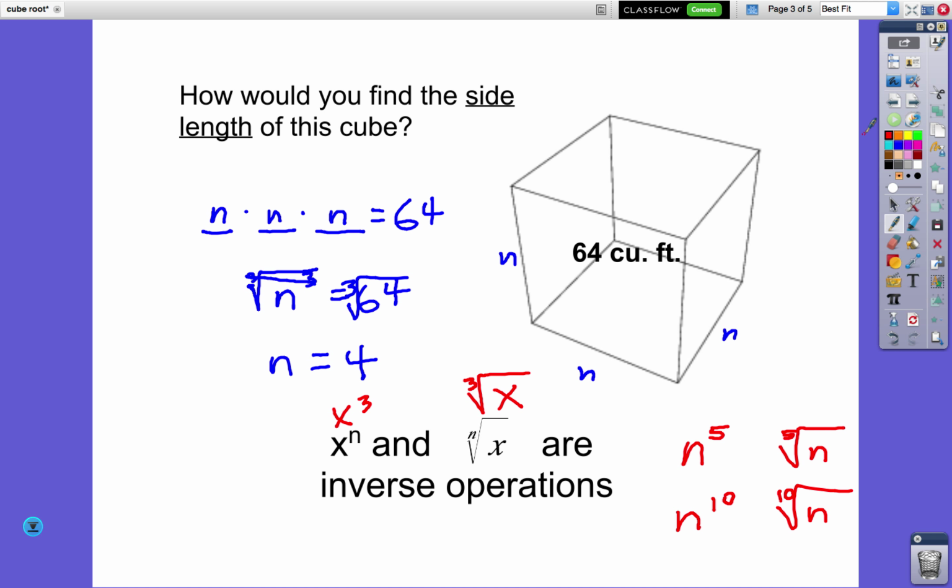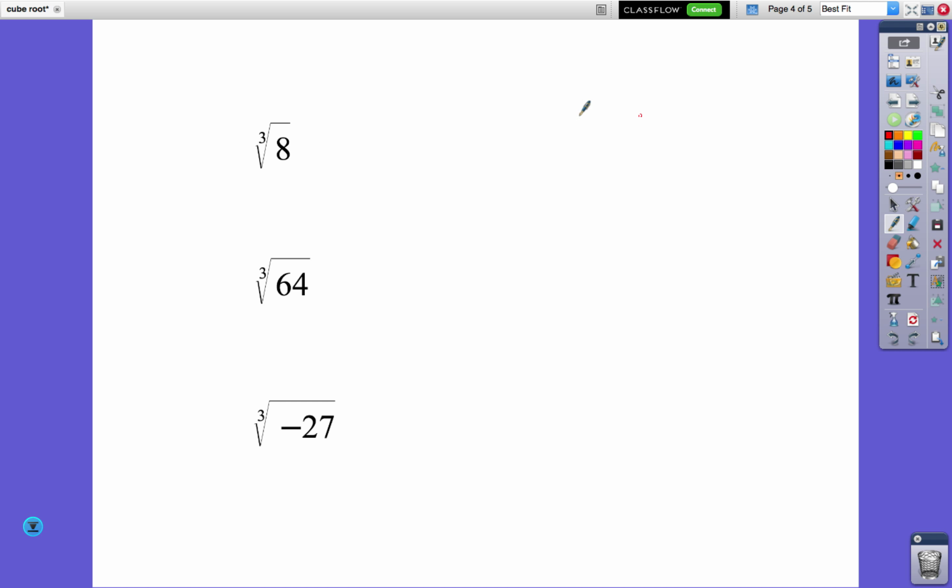Okay, so let's move on. So let's try out these problems. The third root of 8, or the cubed root of 8. What times what times what would be 8? Here we've got the cubed root of 64 and the cubed root of negative 27, which at first glance might be like, what's going on there? But we'll talk about that. So think about this and see if you can complete these first. Take a moment, maybe pause the video.